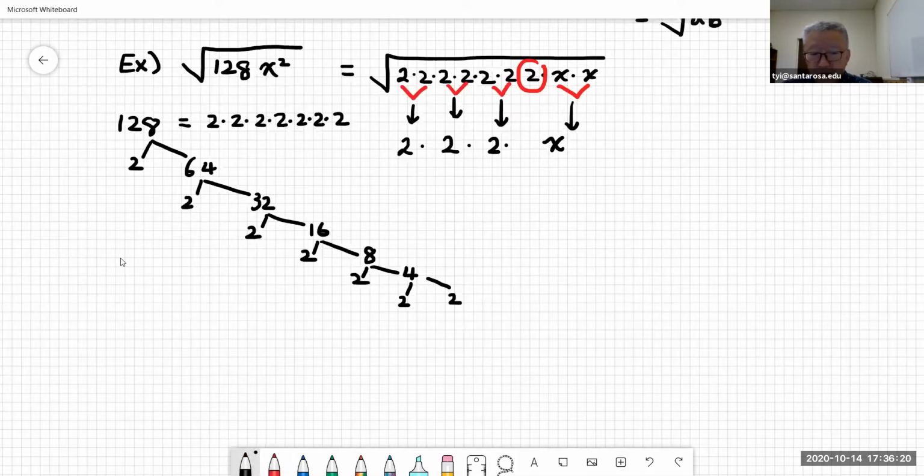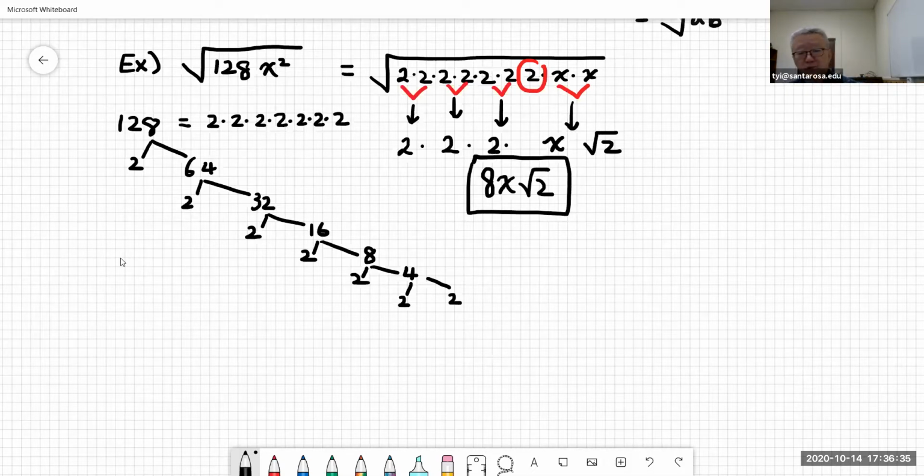Okay, so then we'll have the square root of 2. So 2 times 2 times 2, you get 8. So now you have 8x square root of 2. And that's going to be the evaluation of the square root of 128x squared.